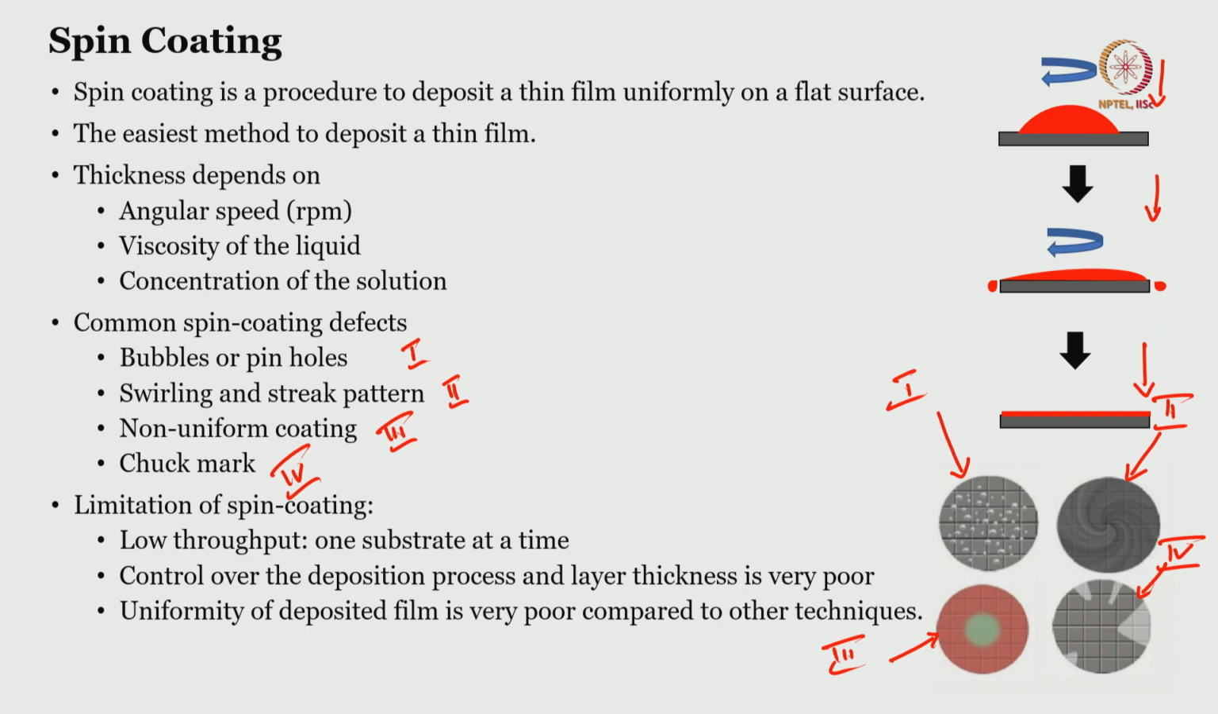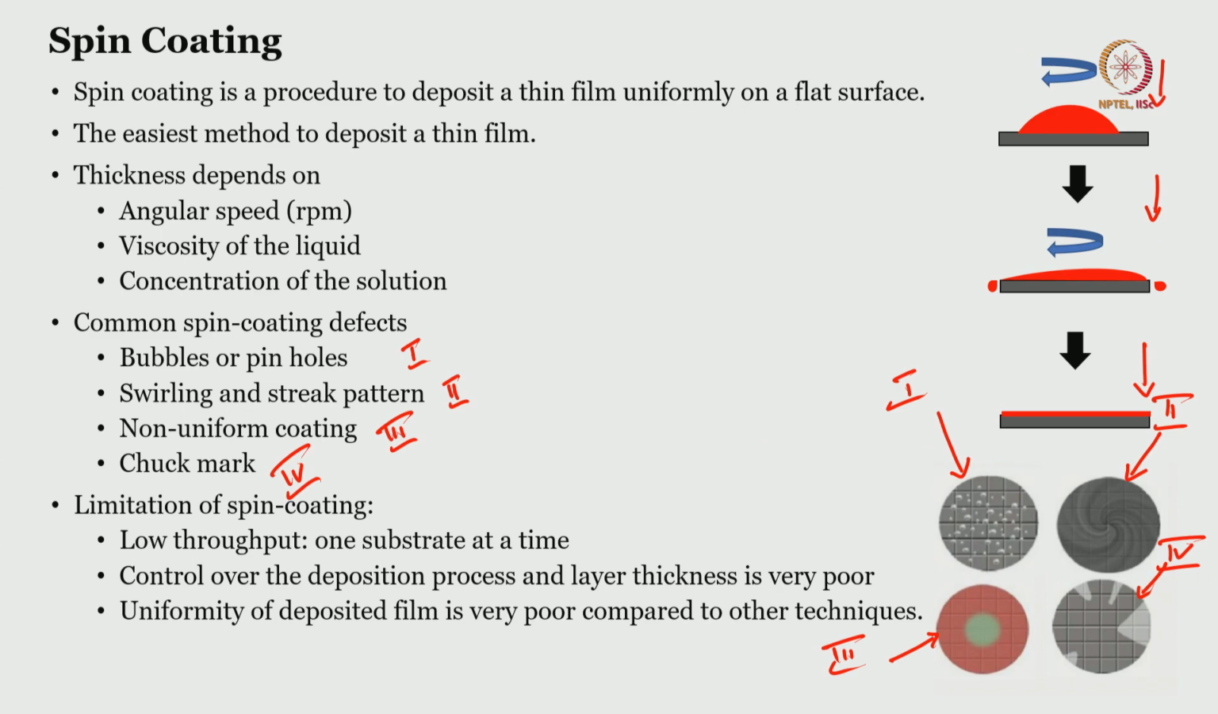Now, let us understand what the limitations of spin coating are. See, defects are different from limitations. The limitations are low throughput, because you can load only one substrate at one time, and the second one is that control over the deposition process and layer thickness is very poor, because just by spin coating we need to make sure that the thickness comes out uniformly from substrate to substrate over a large quantity, which is very difficult to really control.